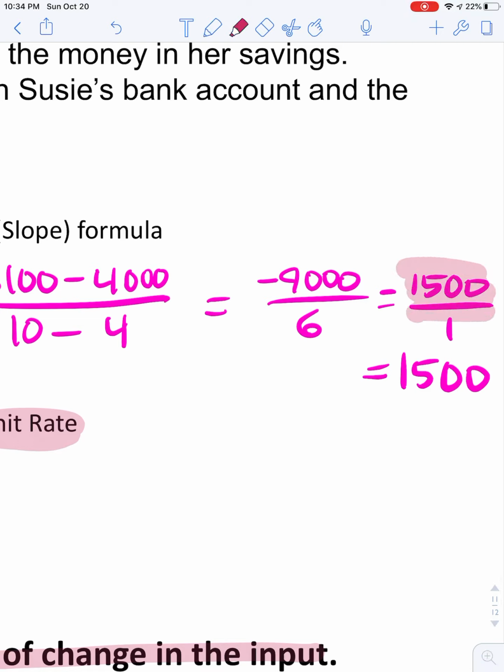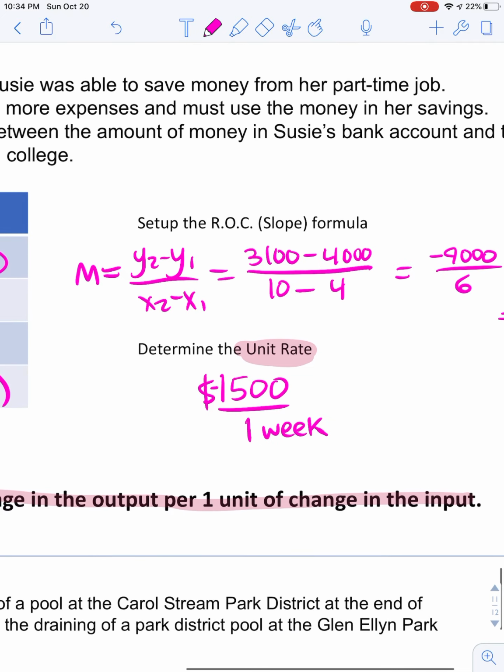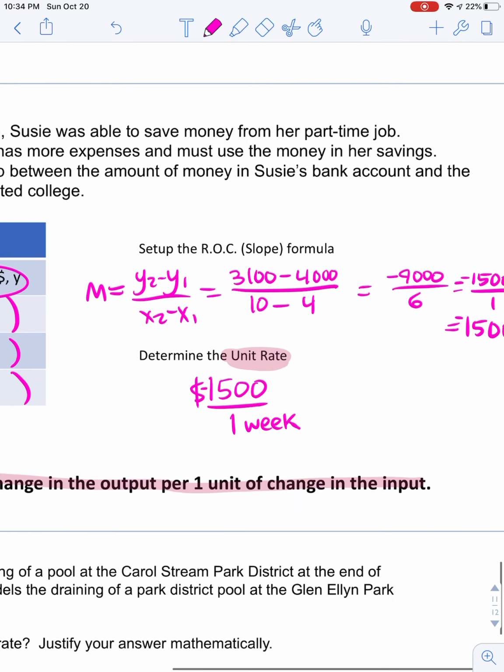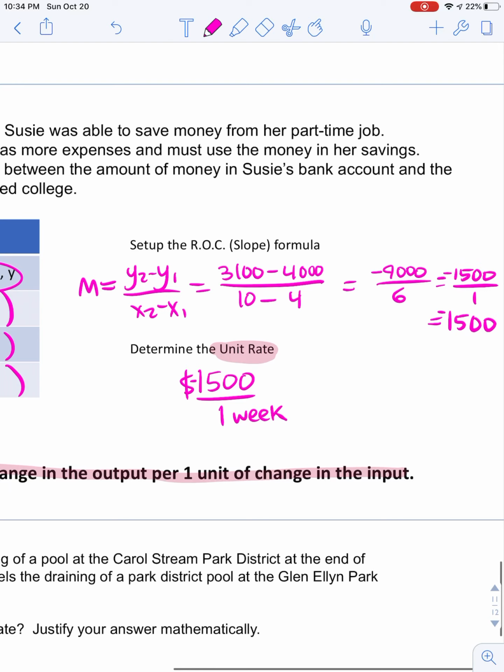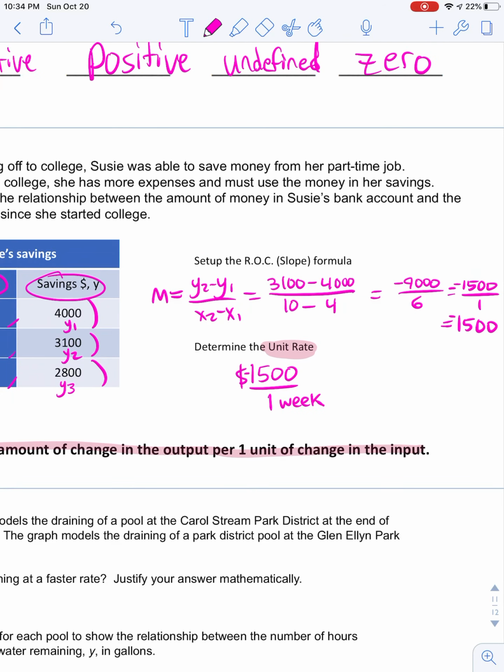Now, I left out a negative sign on that, so fix that. So she's spending $1,500 a week. She's not making it, she's losing it. That's why it's negative. And that's the end of that particular problem.